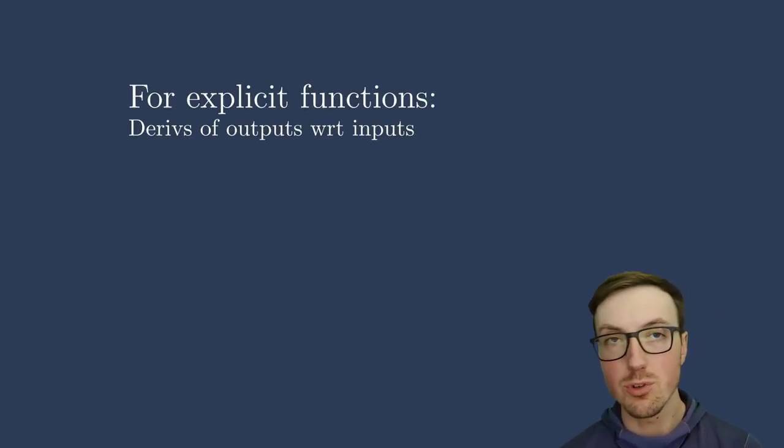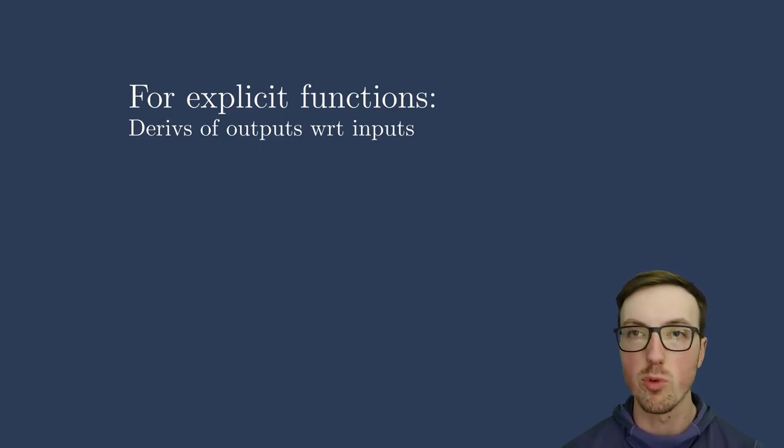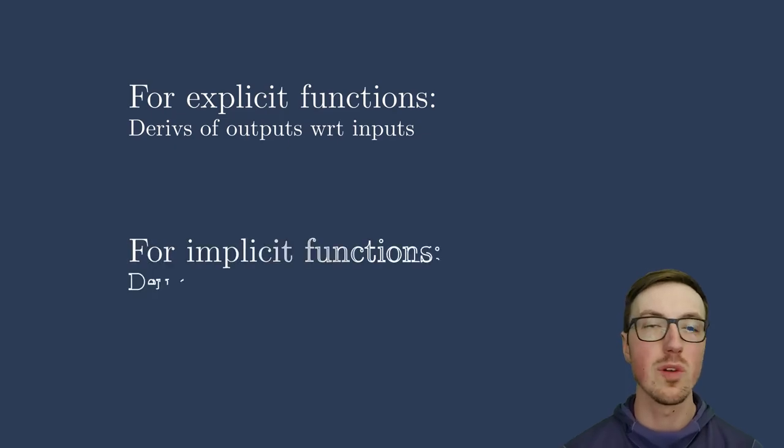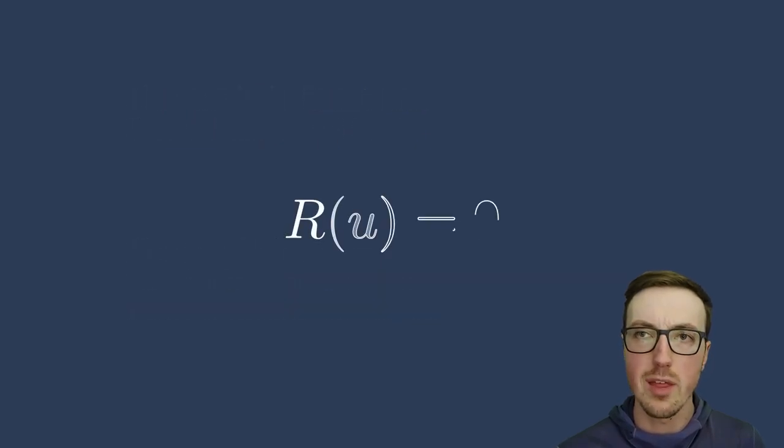First, let me anchor our discussion by talking about explicit functions. These are easier because we just have an output and an input, and we just need the derivatives of the outputs with respect to the inputs. But like I've been saying, for implicit functions, we need derivatives of the residual expression with respect to both the inputs and outputs. Okay, let's walk through what this means mathematically.